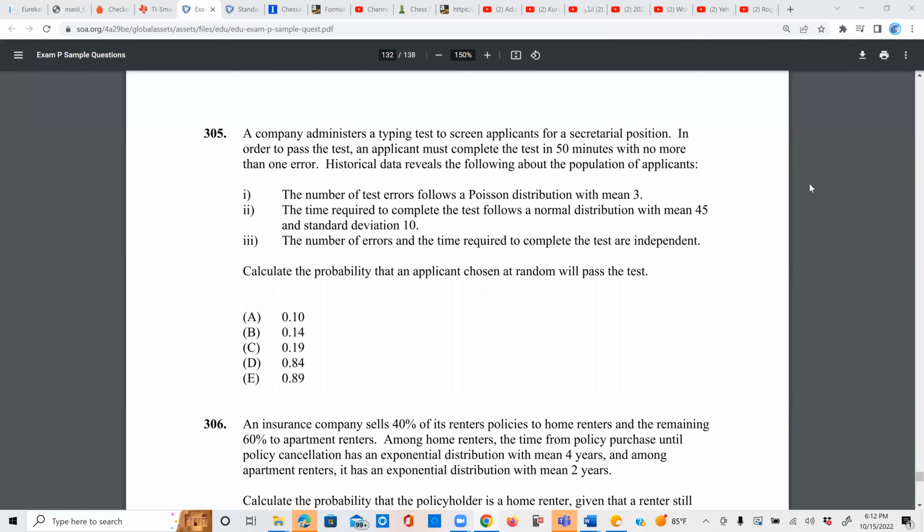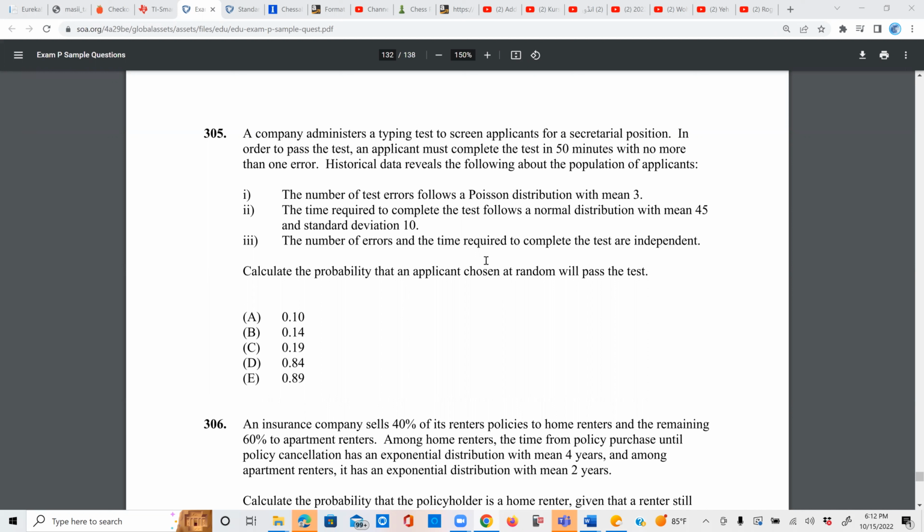A company administers a typing test to screen applicants for a secretarial position. In order to pass the test, an applicant must complete the test in 50 minutes with no more than one error. Historical data reveals the following about the population of applicants. The number of test errors follows a Poisson distribution with mean 3.